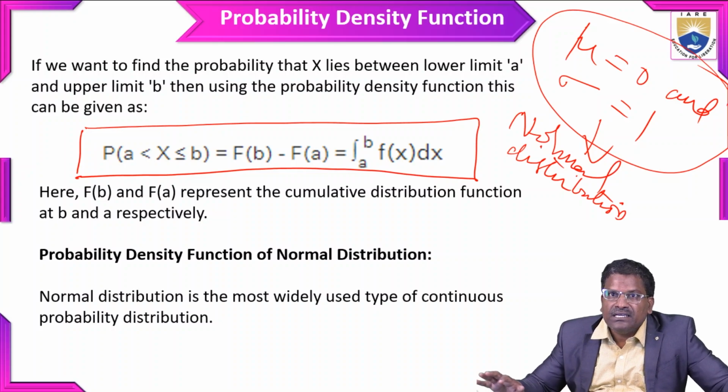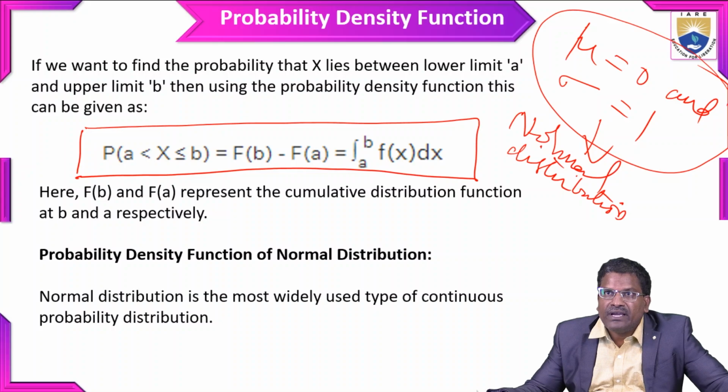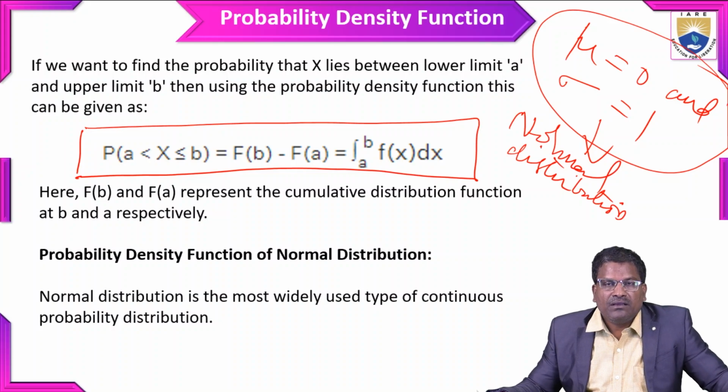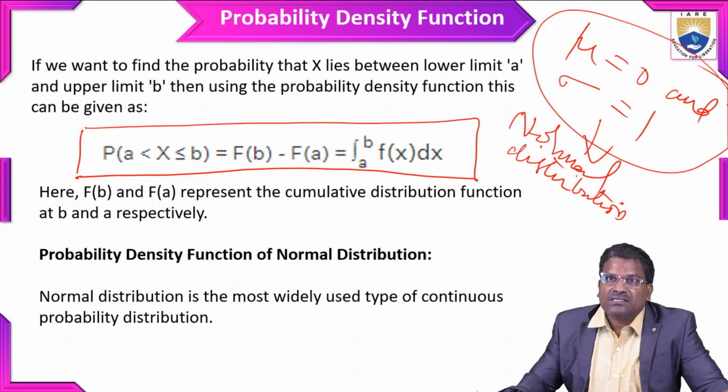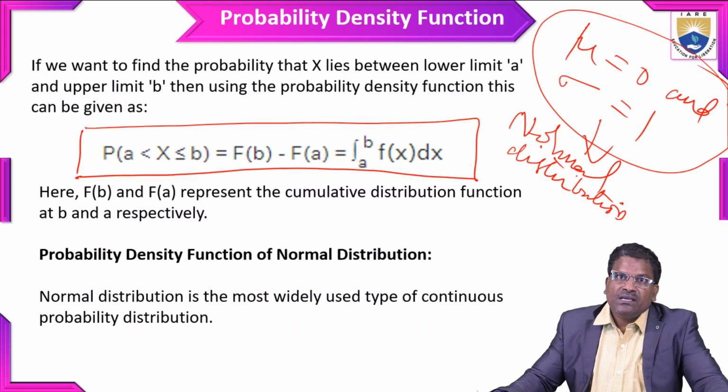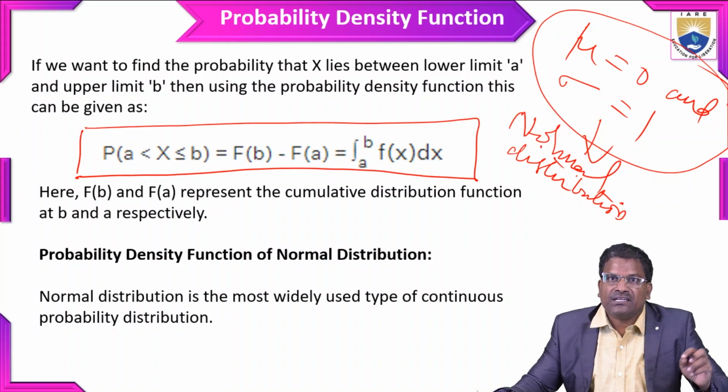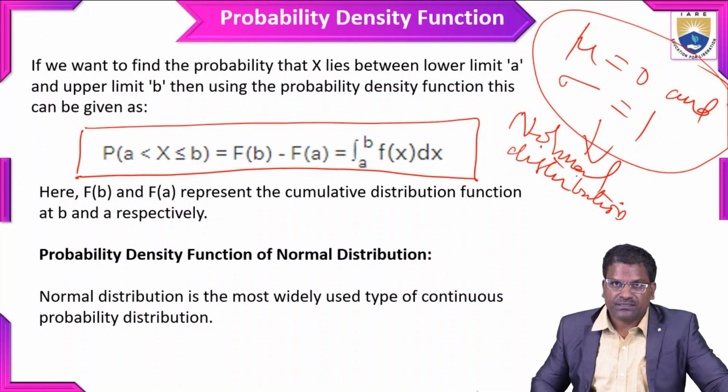So when do we say the given distribution is a normal distribution? When mean is equal to 0 and standard deviation is equal to 1, then we say it is a normal distribution. So for a normal distribution, the probability which is defined between the values a and b gives us some area, that is P of a less than x less than or equal to b is equal to F of b minus F of a. It is also known as integral a to b f of x dx.